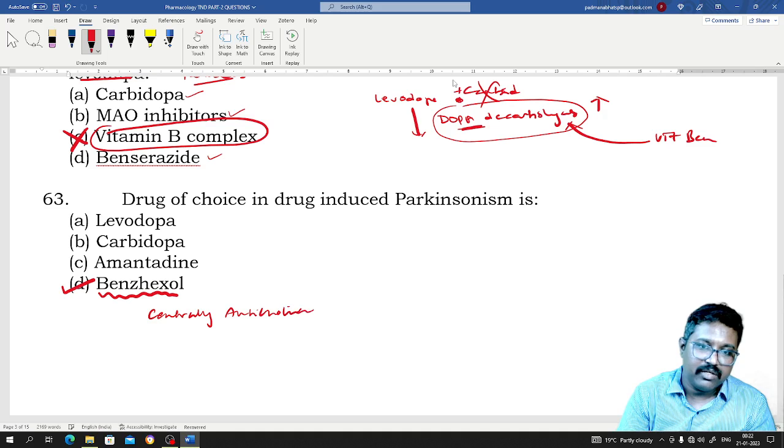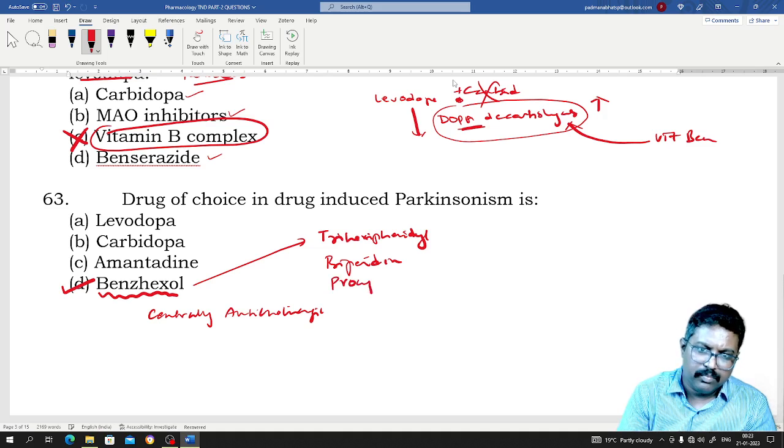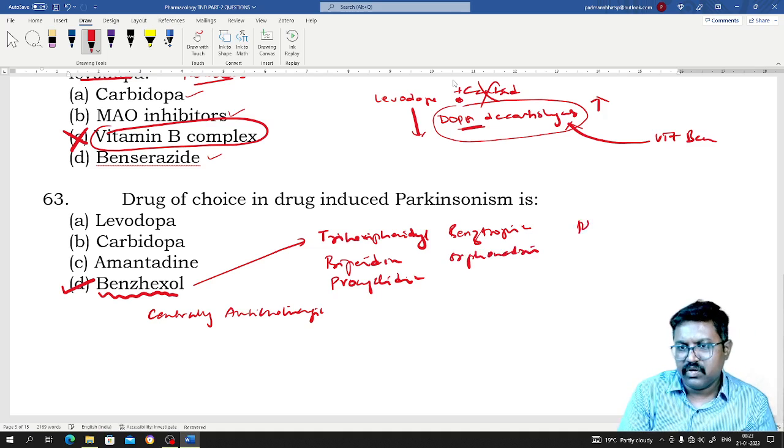anticholinergic agent. You have other names like trihexyphenidyl, which is the other name for benzexol, and we have biperiden, we have procyclidine, we have benztropine, orphenadrine, and sometimes you can also use promethazine, etc.